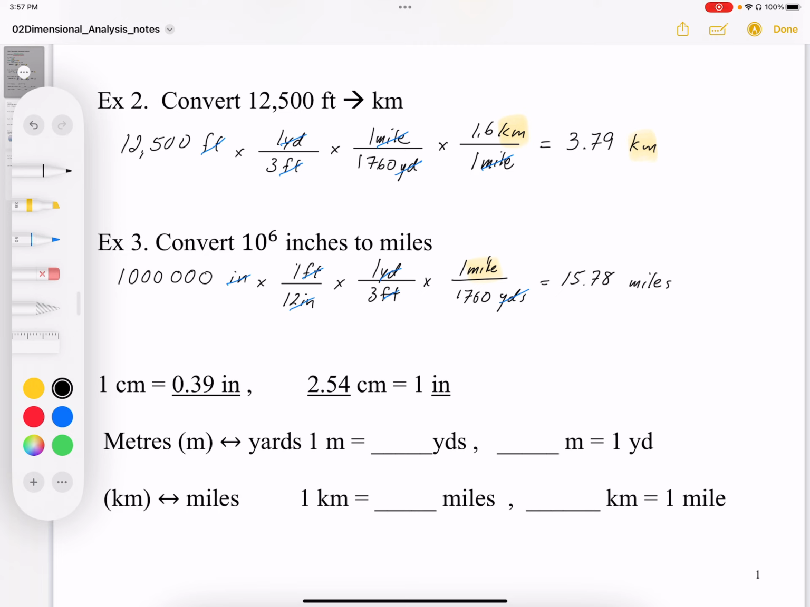So if I have a look on my formula sheet, I get 0.91 meters for 1 yard. If I want to do 1 meter to yards, instead of 1 yard to meters, I'm going to divide. So I want yards on top for the unit rate for yards, so yards per 1 meter. So I'm going to divide 1 yard divided by 0.91.